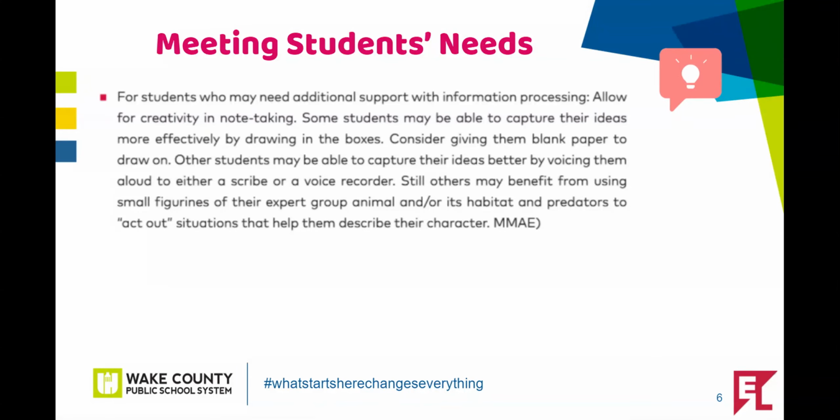EL promotes the practice of differentiating the process through which students may arrive at the learning targets instead of modifying the target itself. For example, consider allowing for creativity with note-taking. Some students may prefer to draw their responses. Others may prefer to have a scribe or use a computer to voice type, while others might prefer using figurines to act out what they have learned about their animals.